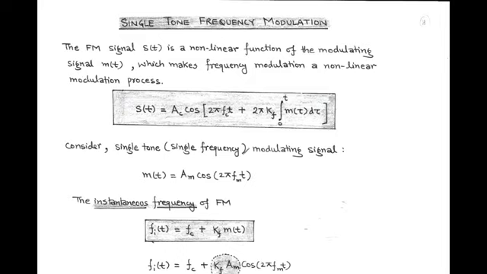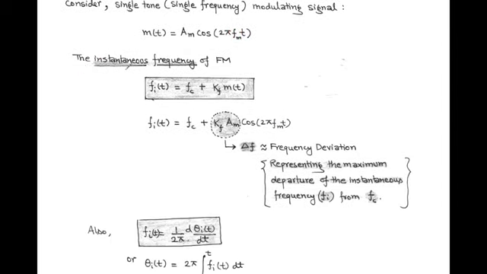For this we use a single frequency modulating signal, that is m(t), and its value is Am cos 2 pi fmt. Here we use a single frequency, that is the modulating frequency fm. Also, as we have discussed earlier, the instantaneous frequency of FM is given by fi, and it equals fc plus kf into m(t). Here kf is called the frequency sensitivity of the modulator, measured in hertz per volt.